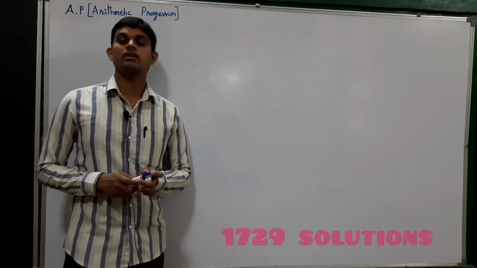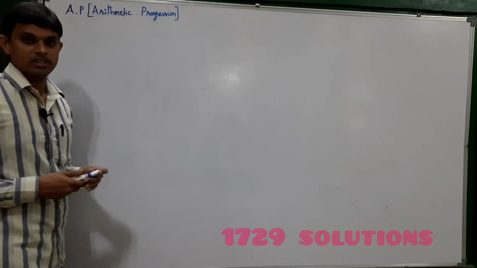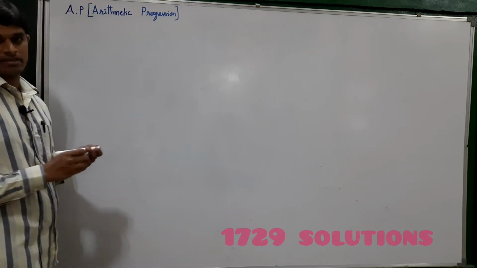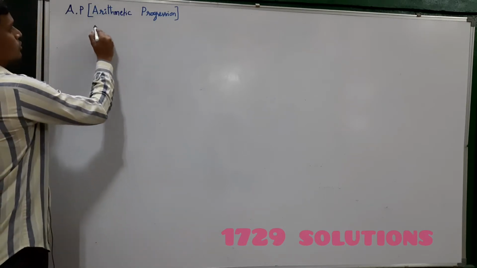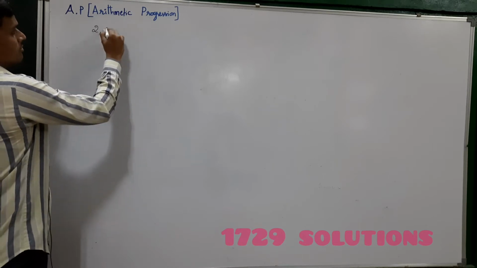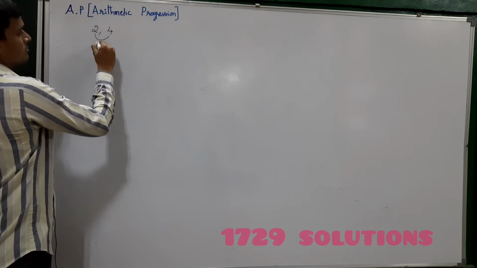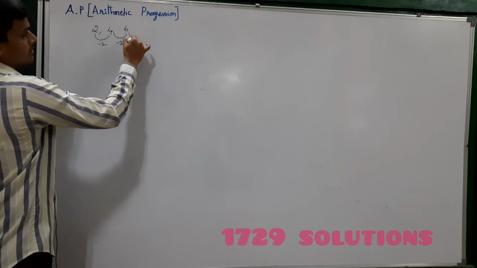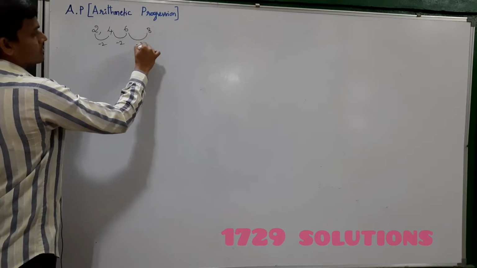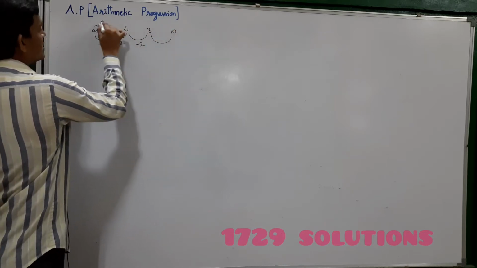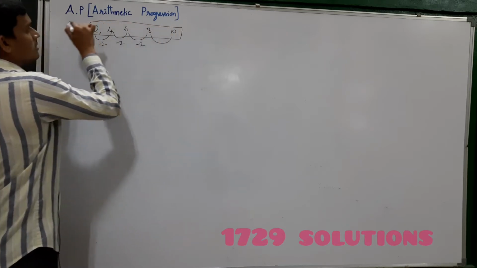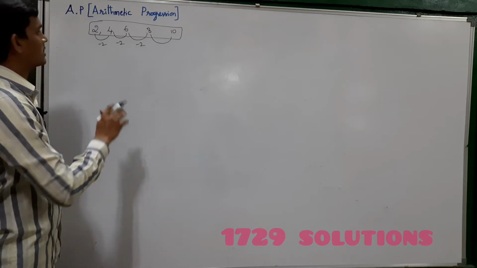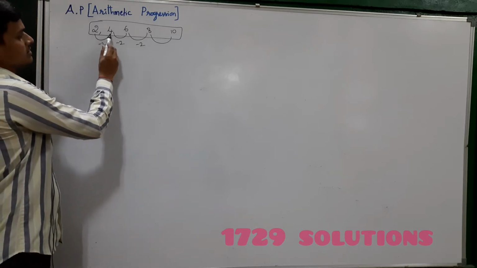Arithmetic progression is a sequence of terms where the difference is the same between every pair of consecutive numbers. Suppose 2, the next number 4, so the difference is 2. Then you take the same difference 2, that is 6, then the same difference 2, and so on. These types of numbers are called the terms in an arithmetic progression. So this is the meaning of arithmetic. Here the difference is -2.